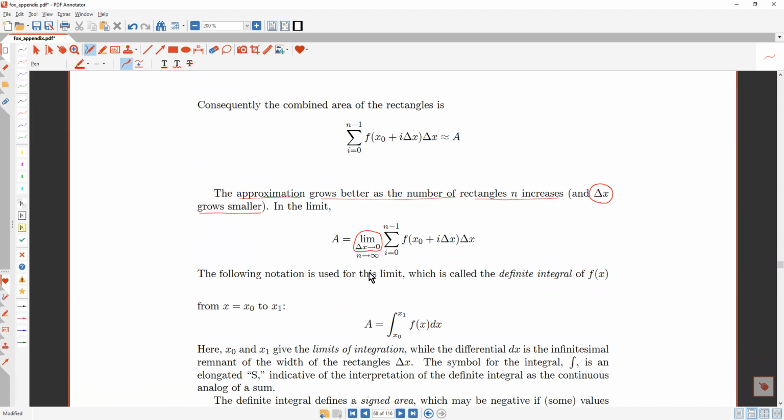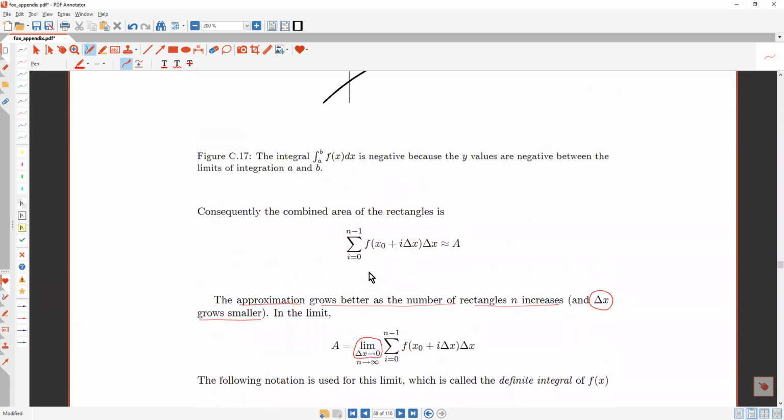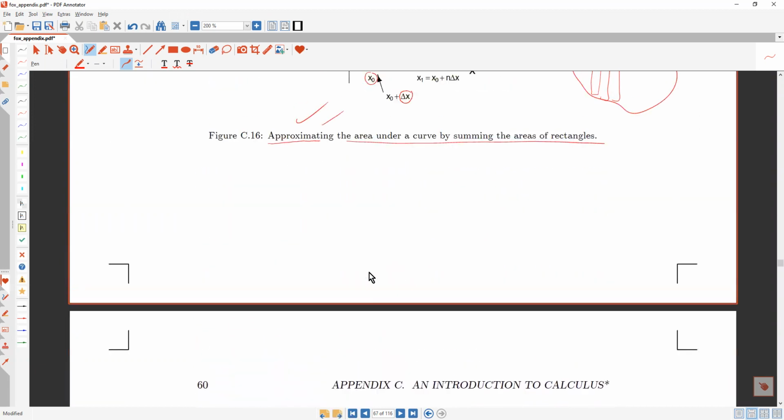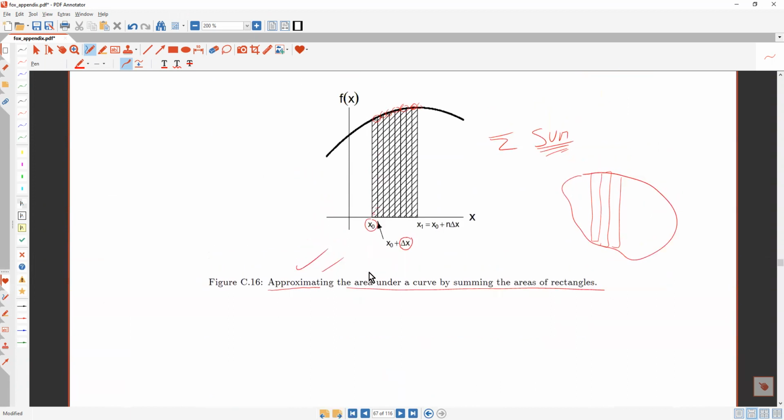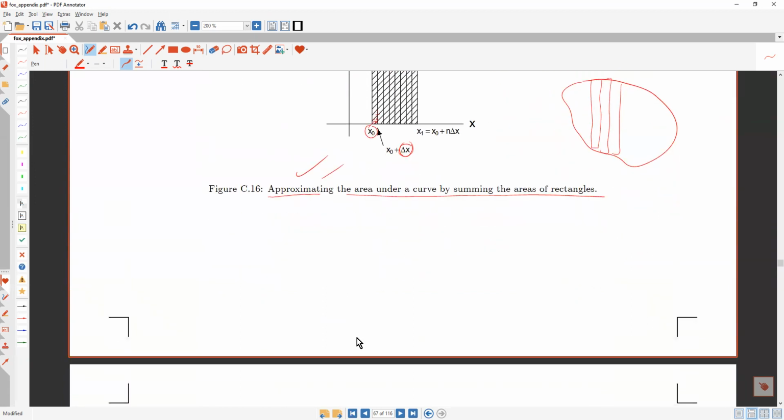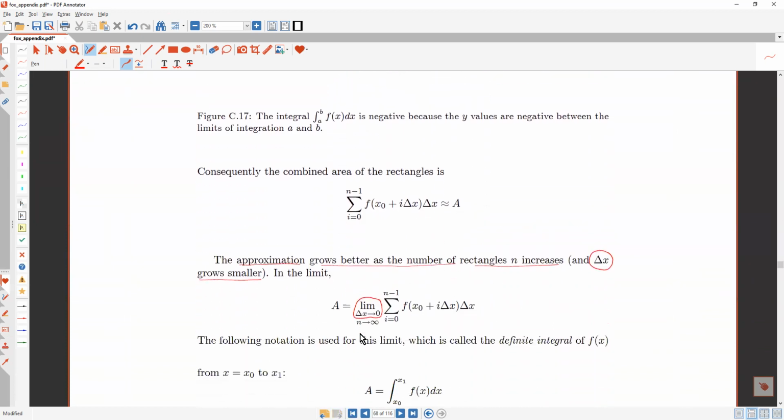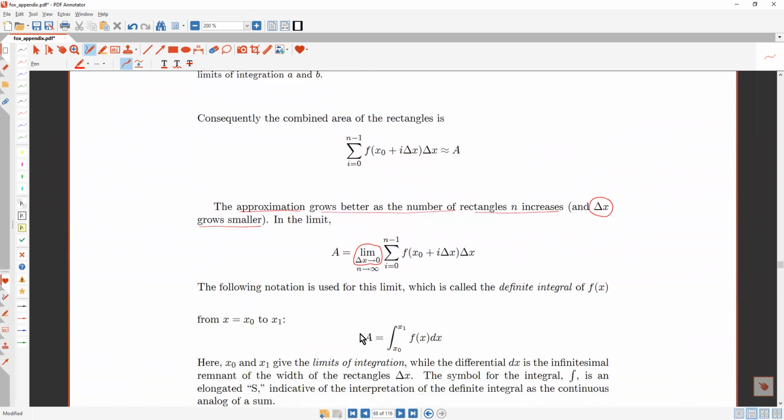What's the change in x? Well, the change in x, if I can go back, is this right here. So I have x sub 0 plus a little bit of change. Well, imagine if I made that change smaller and smaller and smaller, and then I added up all of those little rectangles. What would I get? I get an extremely good approximation as the number of rectangles increases and the change in x grows smaller and smaller.